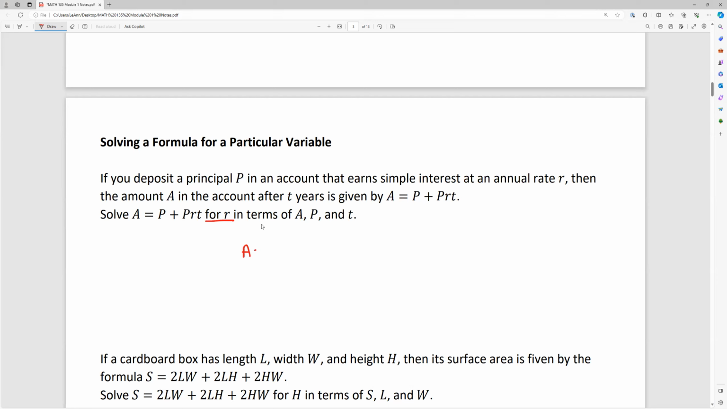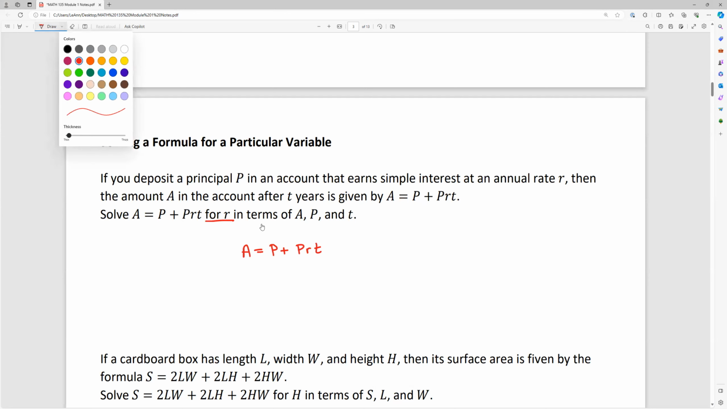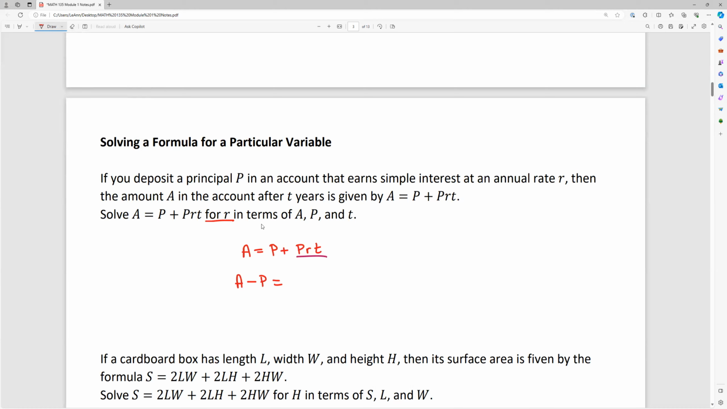So I like to start by rewriting my equation that they gave me. And I like to underline any of the terms that have my variable that I'm trying to isolate. So there's only the one term here. It's this P times R times T. So that's why I said this one's a more simplistic one to solve. So we just want to isolate this term first. So we're going to subtract this P over to the other side. Since it doesn't have a sign, we're assuming that the coefficient there is positive. So we'll have A minus capital P equals the PRT.